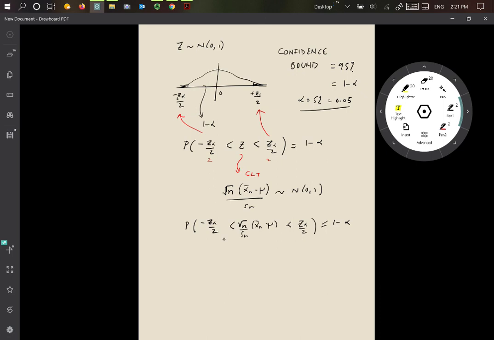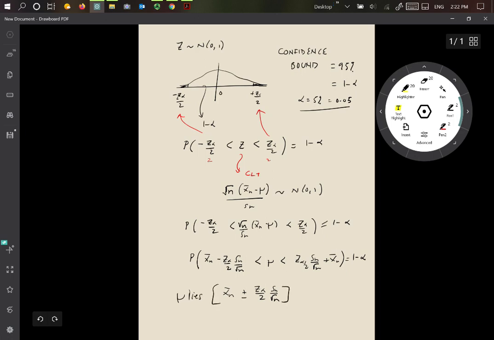So we're bounding the values of this, and with a little bit of rearrangement, we can say that the probability that Xn bar minus z alpha by 2 times Sn by square root n is less than mu is less than Xn bar plus z alpha by 2 times Sn by square root n, I forgot that, is equal to 1 minus alpha. And so what we're saying really is that there is this range, Xn bar plus or minus z alpha by 2 times Sn by square root n, and mu lies in this range. Okay, mu lies somewhere in this range. And so this is exactly what we need.